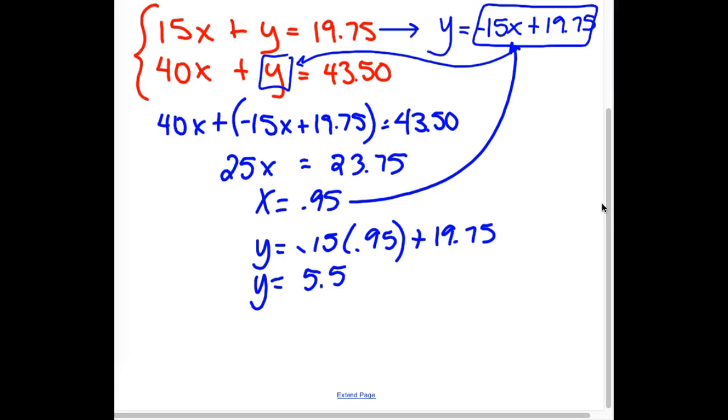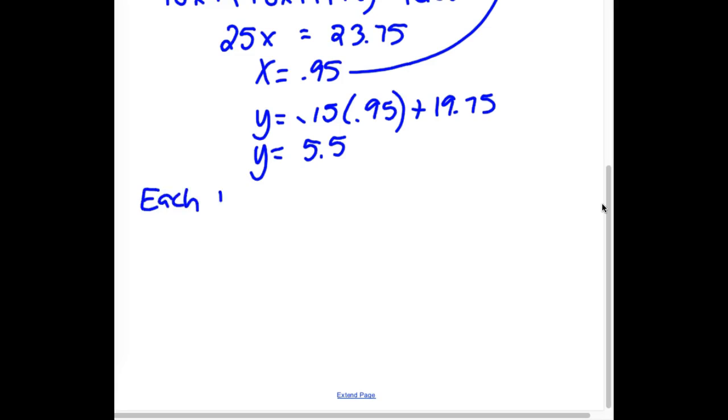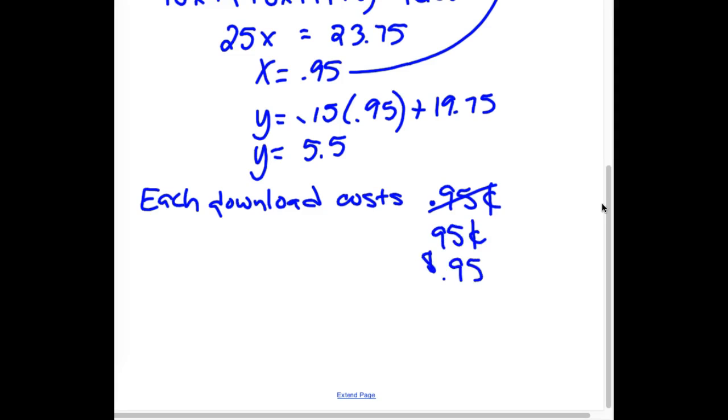Yeah. So in this context, right, x stood for something, y stood for something. All right, so we're going to go ahead and answer the question. Each download costs how much? 95 cents. Here's what I often see when students give me an answer of 95 cents or that type. I see this. You are mixing dollars and cents in the same format, right? We can't do that. We can say 95 cents or we can say $0.95, correct? Yes? Don't mix them. All right, and then registration fee was $5.50. We agree? All right, awesome.